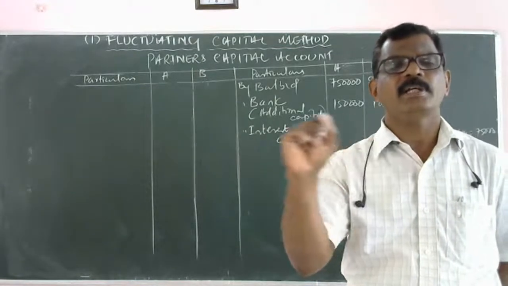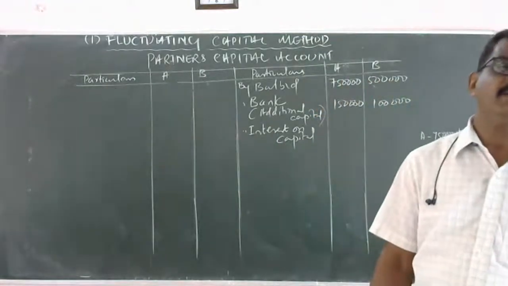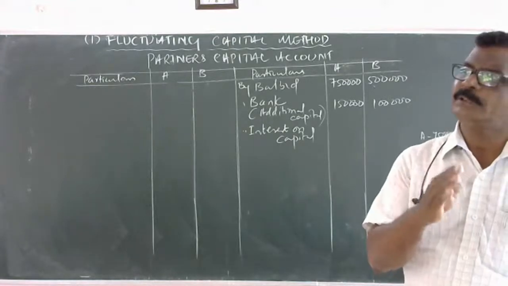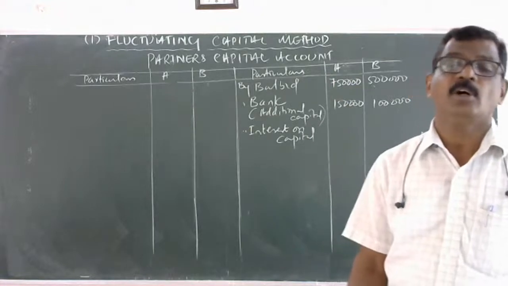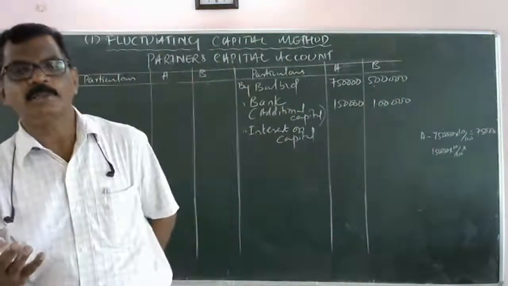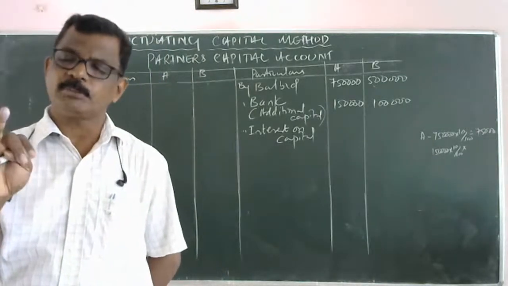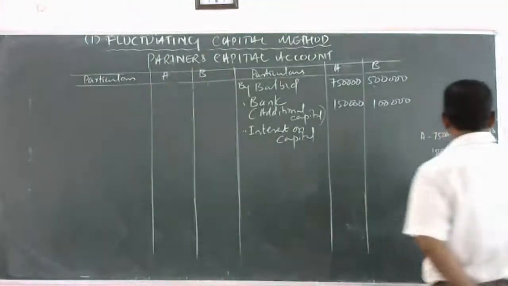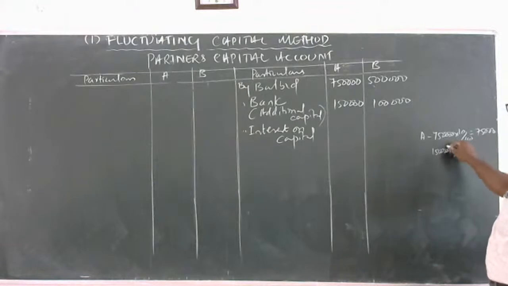It means the current year is 18 and 19. So 18 and 19 means the end of the year is 31st March 2019. So from 1st July 2018 to 31st March 2019, how many months you have to calculate? From 1st July, August, September, October, November, December, January, February, March, 31st March. For 9 months you have to calculate interest. 9 months.